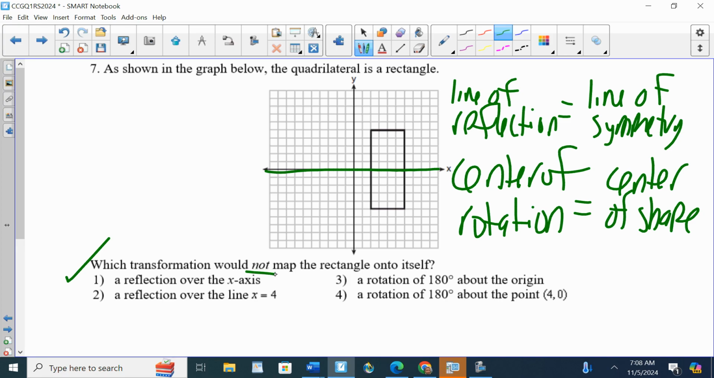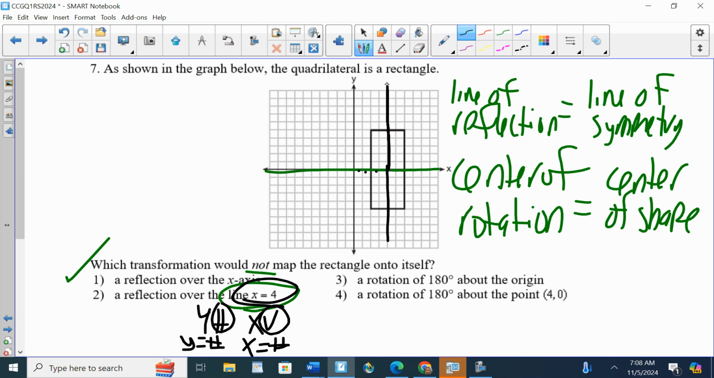A reflection over the line x equals 4. If you don't know what x equals 4 is, you are going to get multiple questions wrong on your exam. Yancey knows. Yancey has X-ray vision. If it's y equals a number, it is a horizontal line. If it's x equals a number, it's a vertical line. So x equals 4. I go to 1, 2, 3, 4 on the x-axis, and I draw a vertical line.